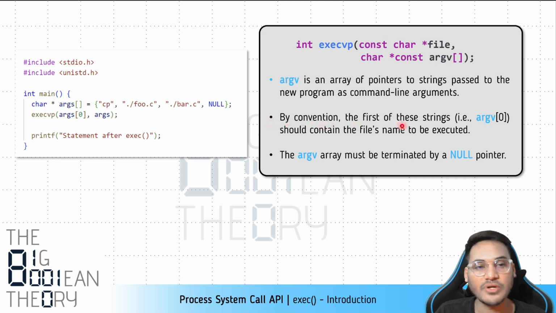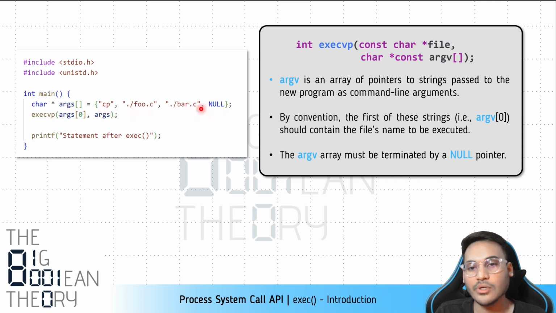By convention, the first of these strings, that is argv[0], should contain the file's name to be executed. That is why we are not just passing the arguments. Strictly, the arguments for the copy program are the source path and the destination path. But as you can see, we are also passing the file name here in this argv. This argv is this full array. Another rule that we have to follow is that the argv array must be terminated by a null pointer. So that is why we have also included a null pointer.